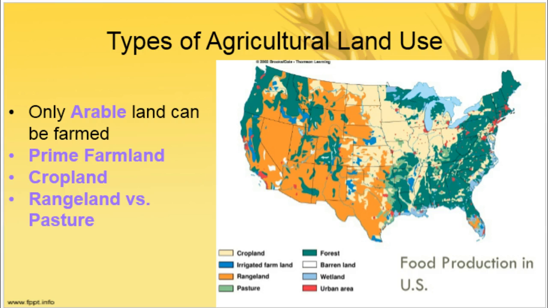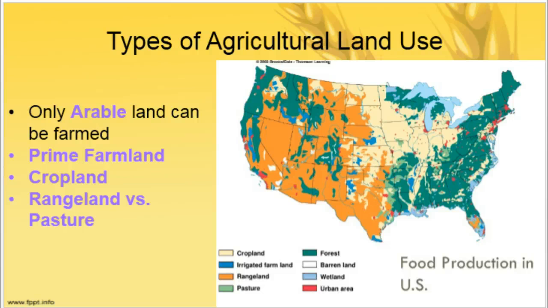Out of that arable land, we also have what we call prime farmland. That would be land that has the soil type, the growing conditions, the available water that you need to produce food. And certain areas of the country are going to have more prime farmland than others. For example, 90% of the Corn Belt, which is right around here in this Midwest region, is going to be prime farmland. And that's why this is called the breadbasket of the US. It's where most of our crops are grown.